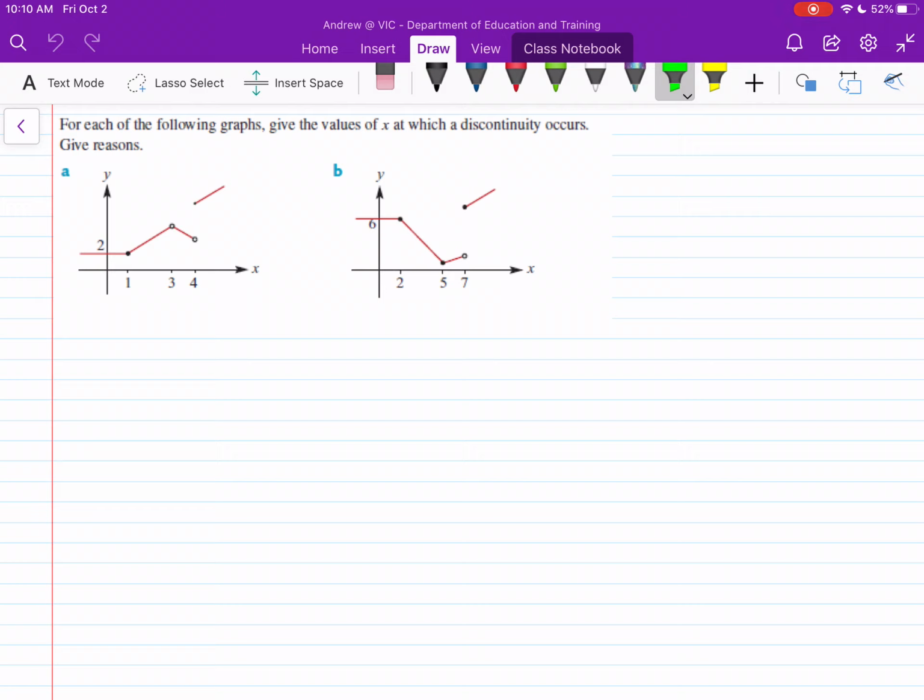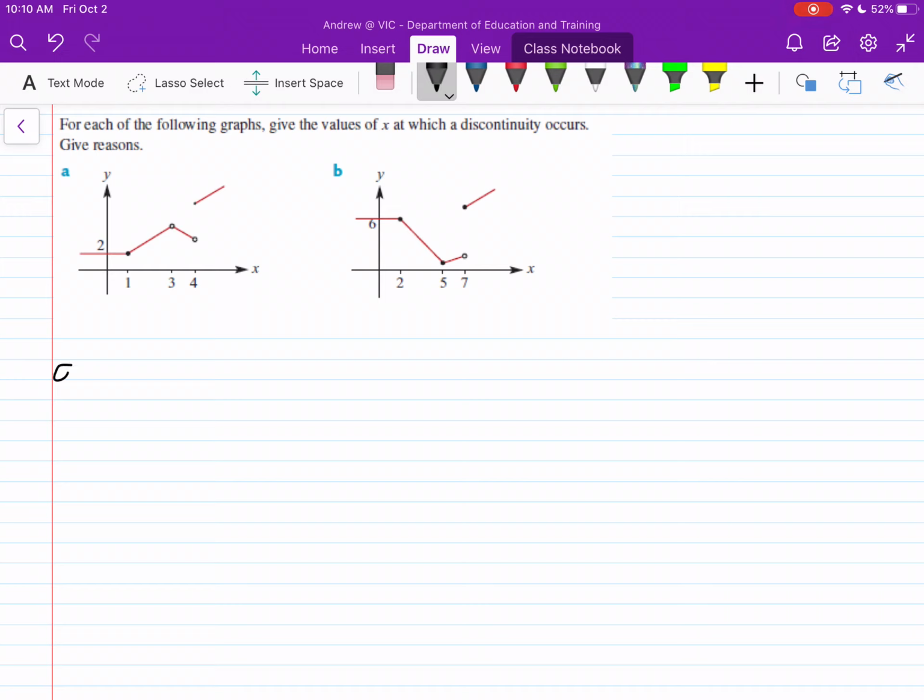So just remember that your circles here that are open mean that it doesn't include this point. So this one technically doesn't include 4, but then the ones with the closed circle include that point. That's probably the main thing to remember as prior knowledge before this. So we're going to find when the discontinuity occurs and just give a little reason why.